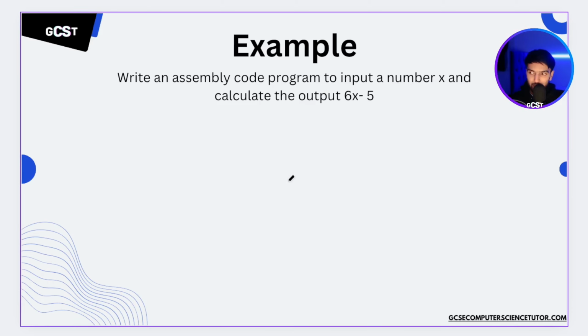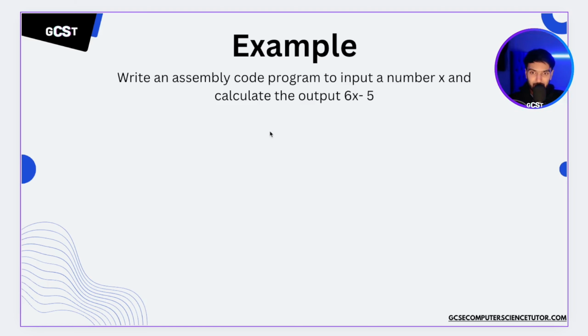Now let's look at trying to actually write some assembly code. Write an assembly code program to input a number X and calculate the output 6X minus 5. So try and pause the video and have a go, and then once you're ready, click play. I highly encourage you doing this because it might come up for your 2025 A-level computer science paper.